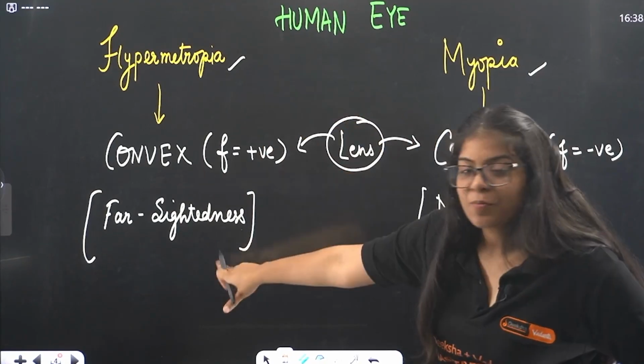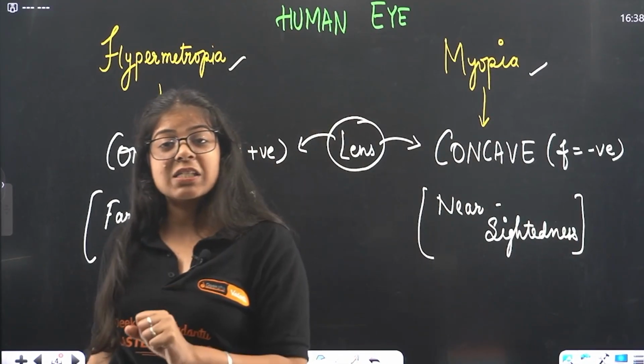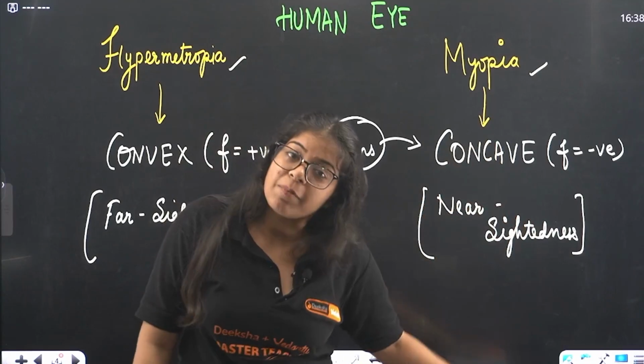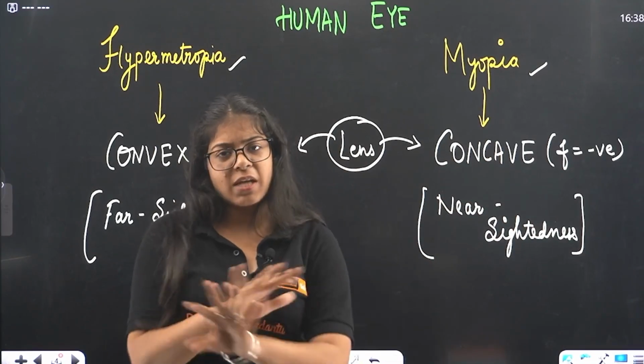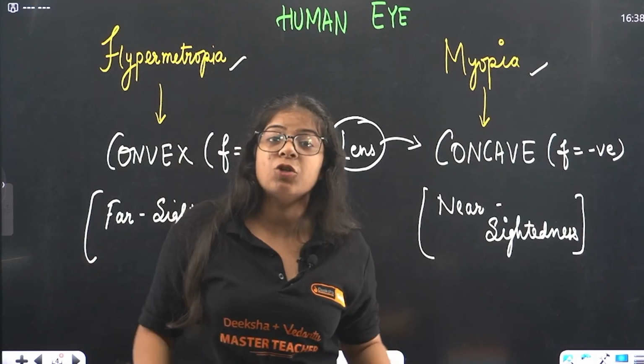Now, hypermetropia is called far-sightedness, because we cannot see far. We can see far objects clearly, but not the near ones. Myopia is called near-sightedness because I can see nearby objects clearly, but not the far ones. That's the only formula you have to remember in hypermetropia, myopia in the human eye.